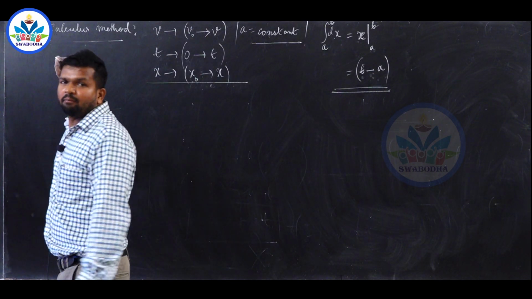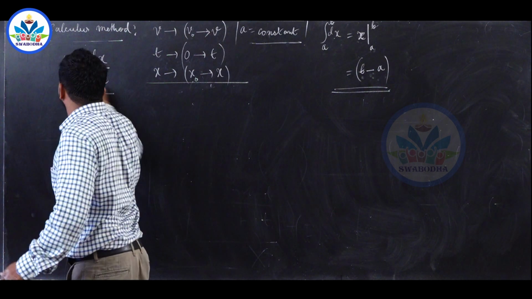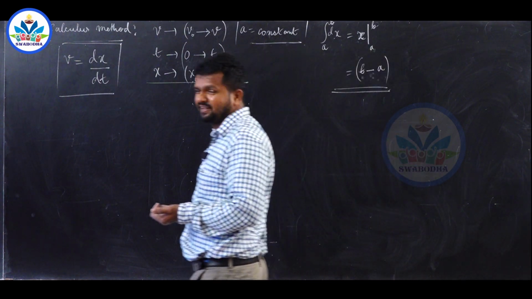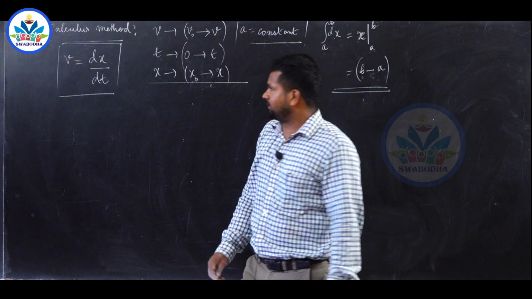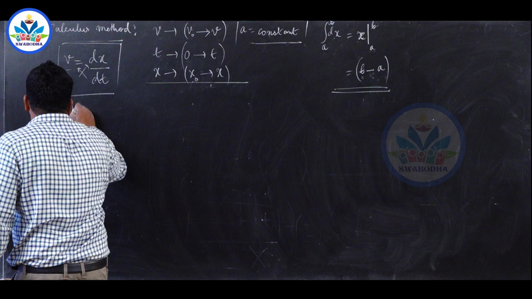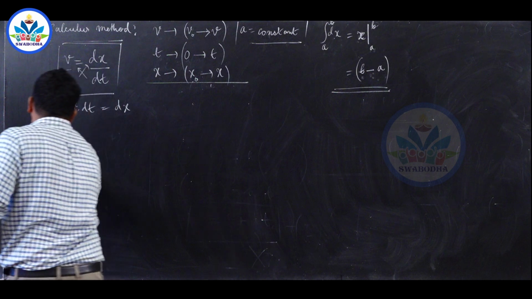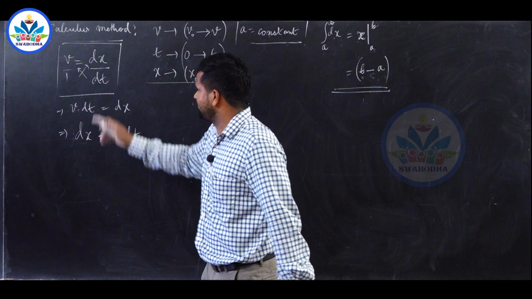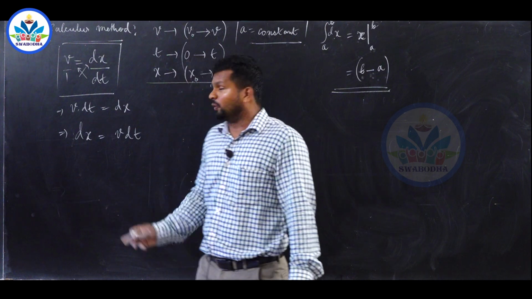So the starting step is the definition of instantaneous velocity. For the first equation we used the definition of instantaneous acceleration, a equal to dv by dt. Here the definition of instantaneous velocity, v equal to dx by dt. Same, cross multiply. Therefore v into dt equal to dx, correct? Or I can write dx equal to v into dt. Just rearrange, because in the second equation I want x, you have dx.